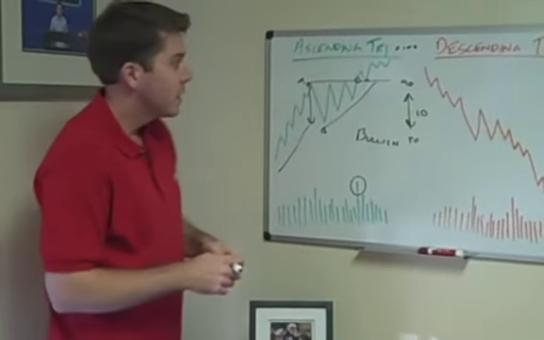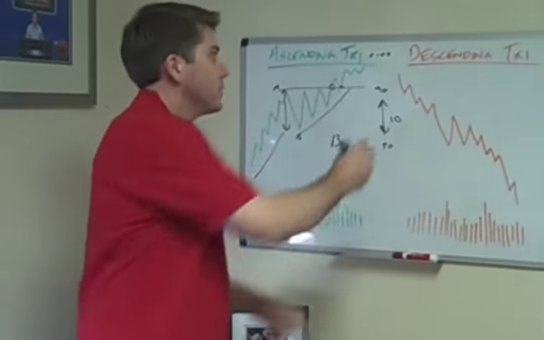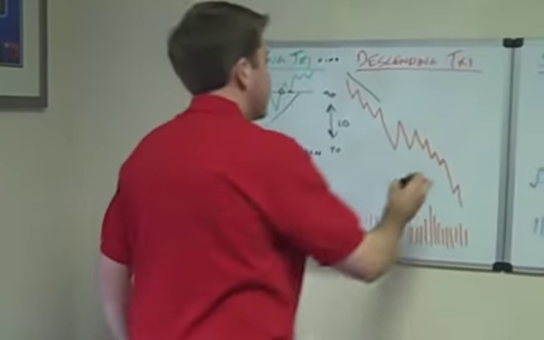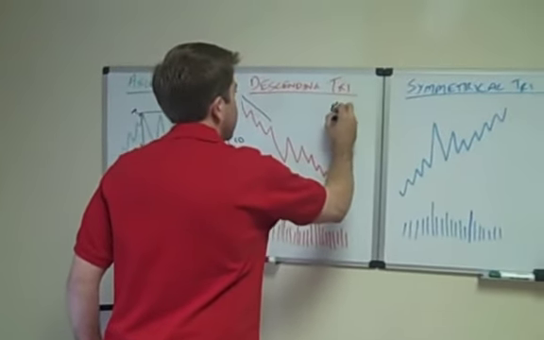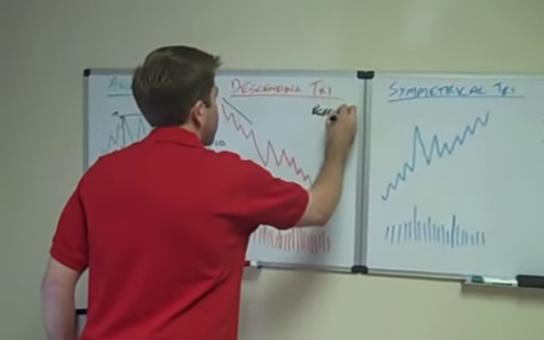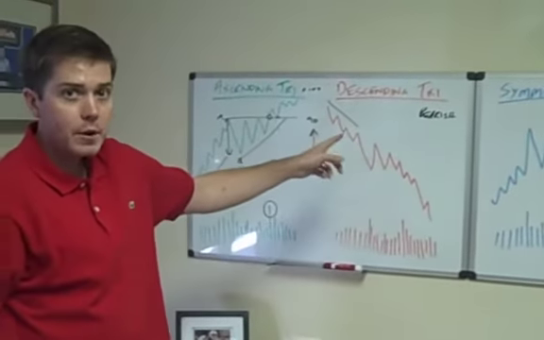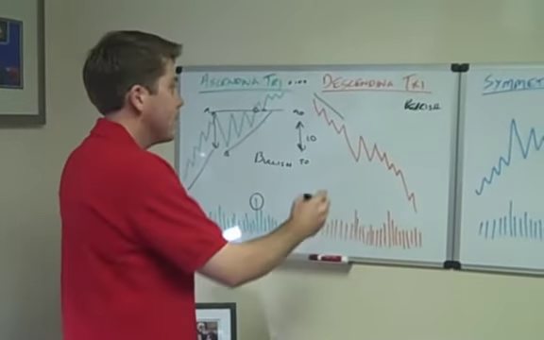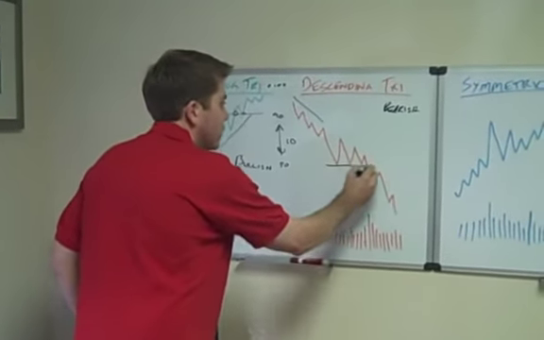Move on to descending triangle. It's the same type of situation. You want the downtrend prior. This is a bearish pattern, or bearish price pattern. So descending triangle, bearish, it's a continuation of a downtrend. You're getting the breather right here where it's creating this support level.